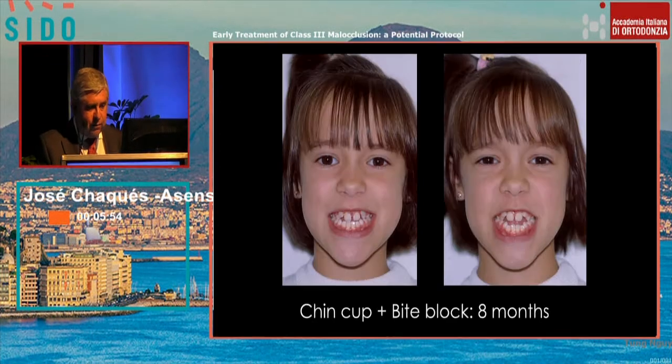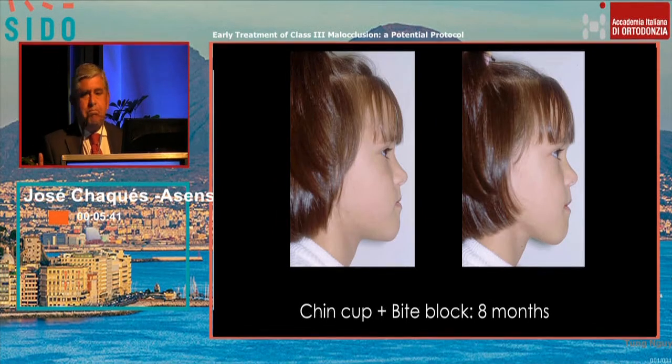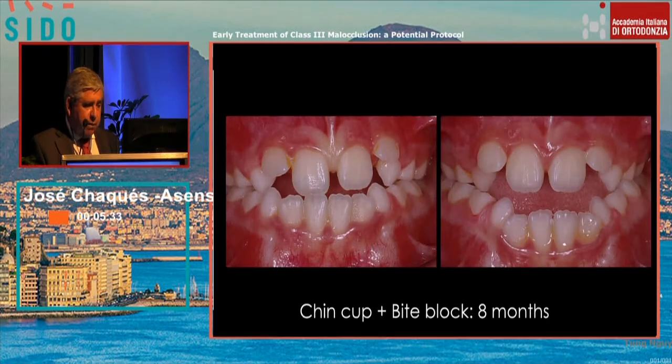Here she is. After 8 months, the dental changes are very significant. Bite was almost closed in Karina. For Carmen, there was a reduction of 5 millimeters in the open bite. Profile looks the same. If you want to expect facial changes with chin cup, you have to wait for a long time. But from the dental point of view, the situation was improving greatly.